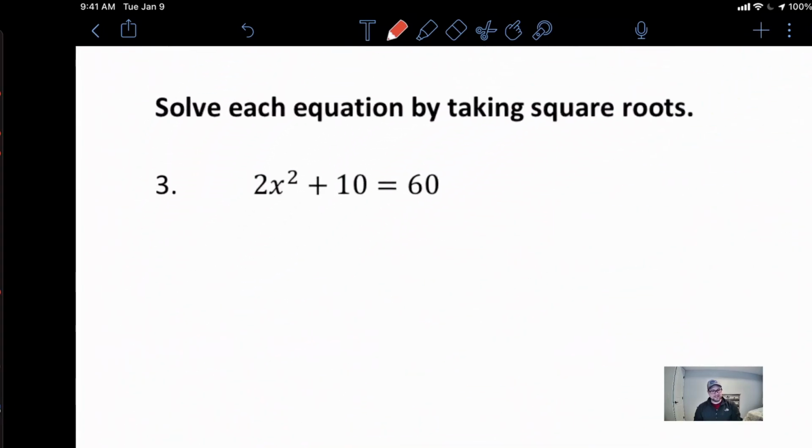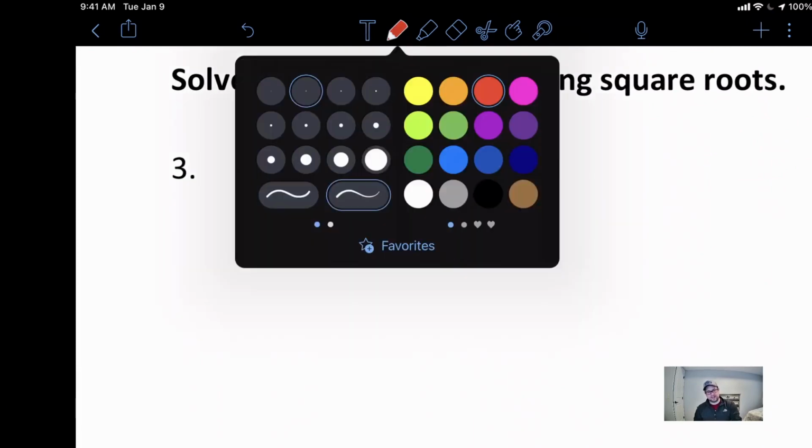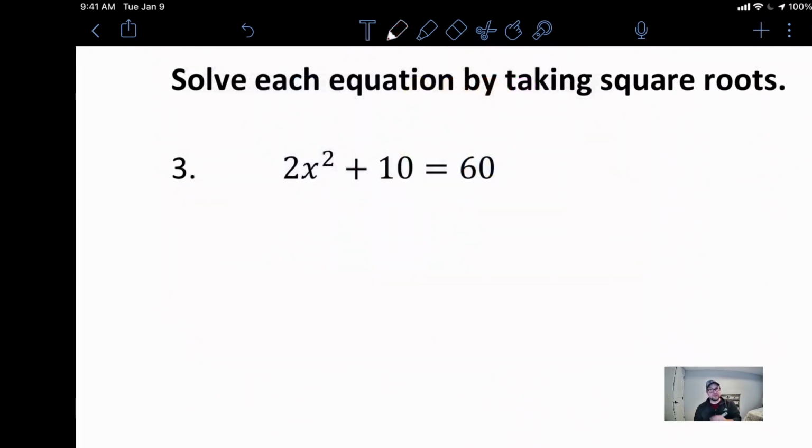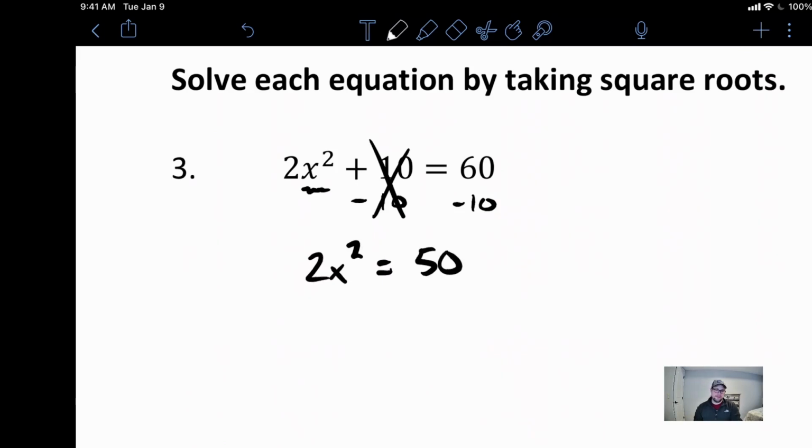The second skill you're going to be assessed on in your test is your ability to solve using square roots. The way you're going to do this is you're always going to start by getting the x squared all by itself. So we're going to start by taking 10 away from everything. That will leave me with 2x squared is equal to 50. And then we want to divide by 2 and divide by 2, which will leave us with x squared is equal to 25.